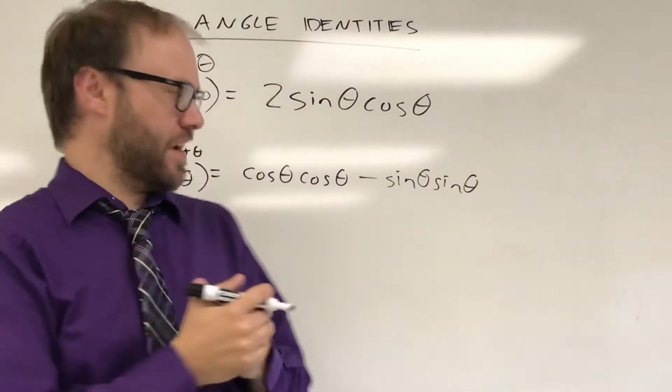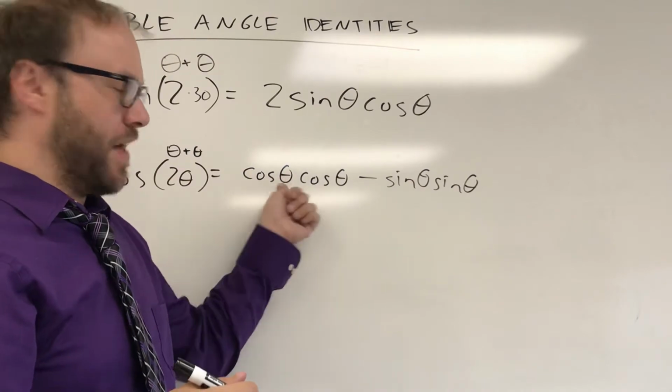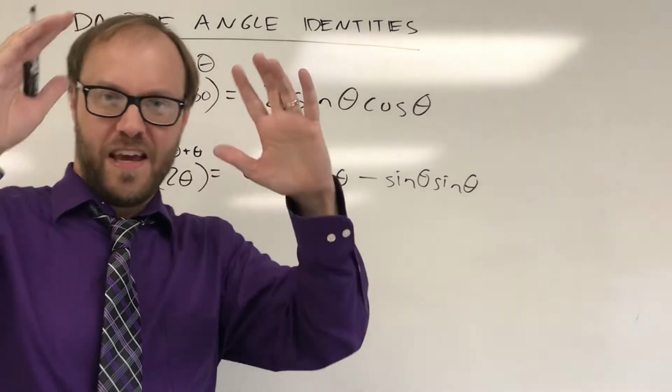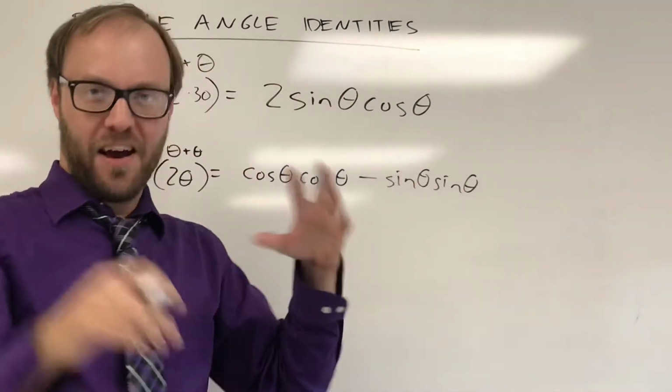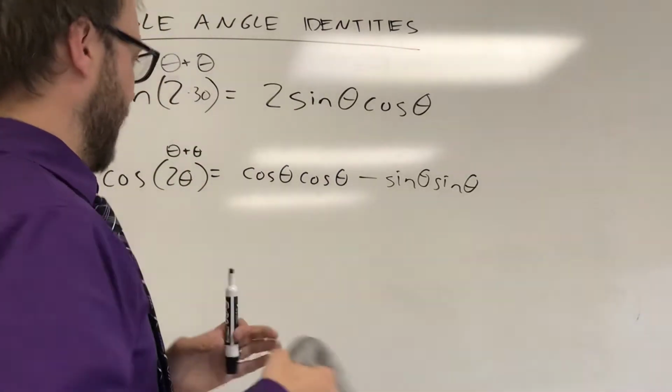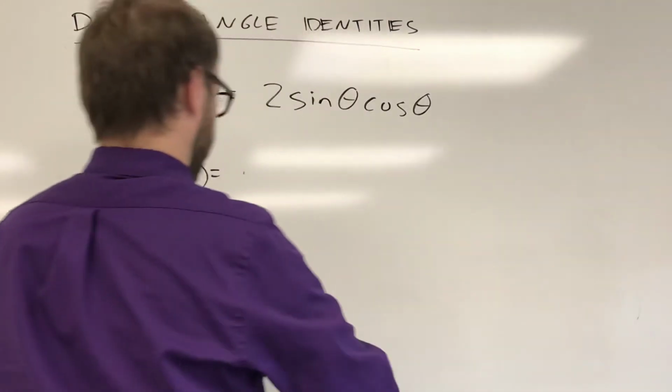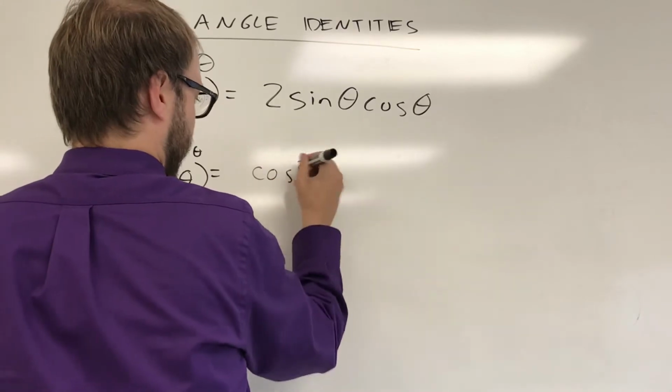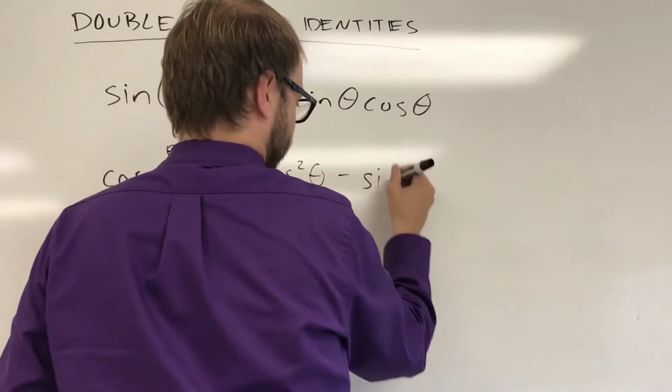Well, if you take a look at this, cosine is being multiplied by itself. That's really cosine of theta squared. That's really sine of theta squared. So I'm going to rewrite this a little bit differently. I'm going to write this as cosine squared of theta minus sine squared of theta.